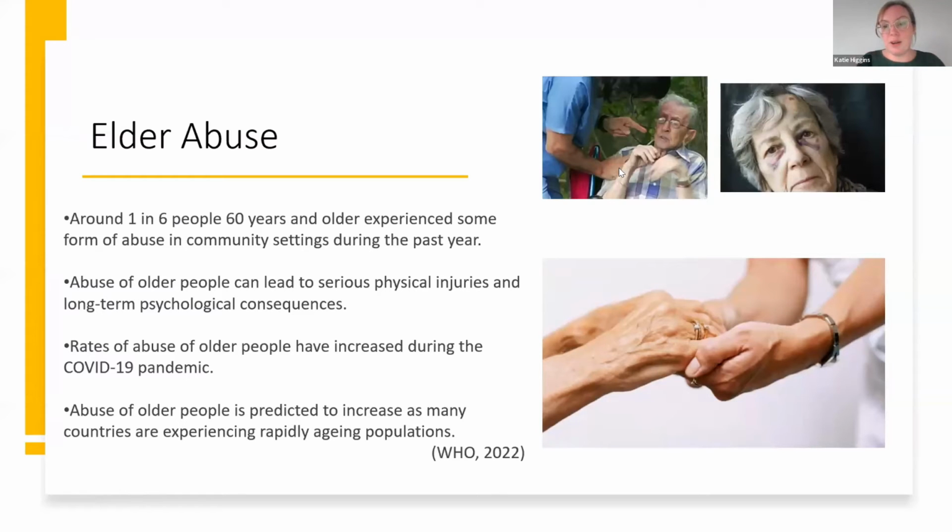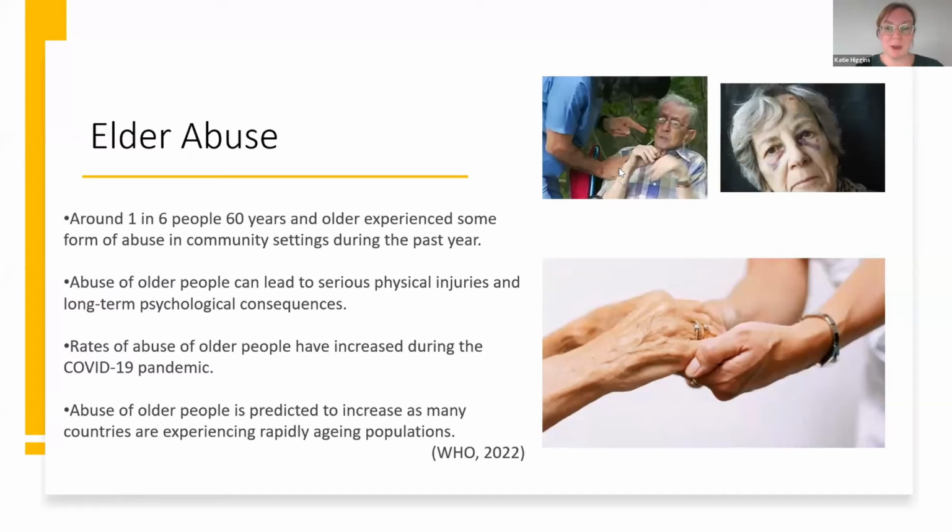So if you imagine, we've got fragility, bone mass, bone density is thinner and that type of thing. So they're more likely to have fractures and that type of thing than somebody younger. And elder abuse is predicted to increase as many countries are experiencing a rapidly aging population. So the WHO has found 1 in 6 people over 60.